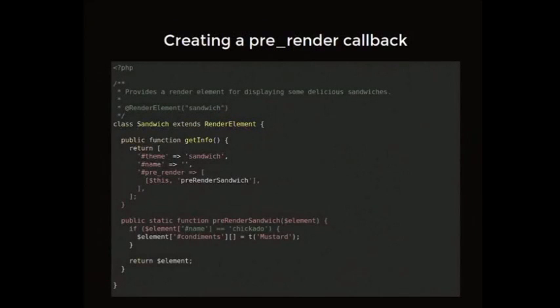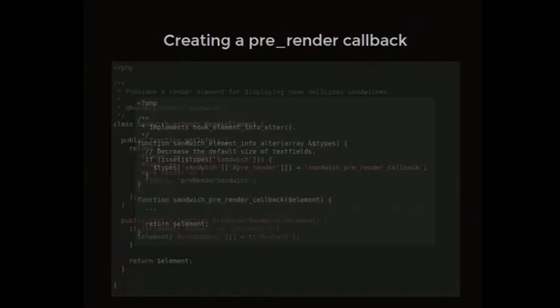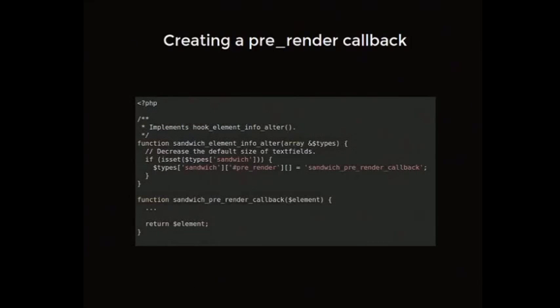But one of the even better improvements in the render system is that you can define which function should be called to alter or modify this render array. And there you can do your modifications in the set order that you want to have. If you want to create your own pre-render function inside a theme or a module, you can just use the element info alter and add your own pre-render callback here, and then you can do your altering in there.